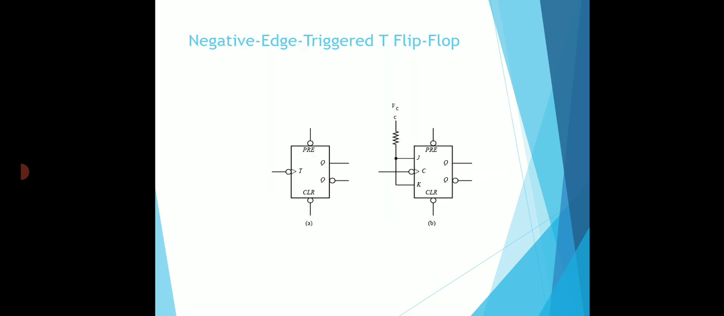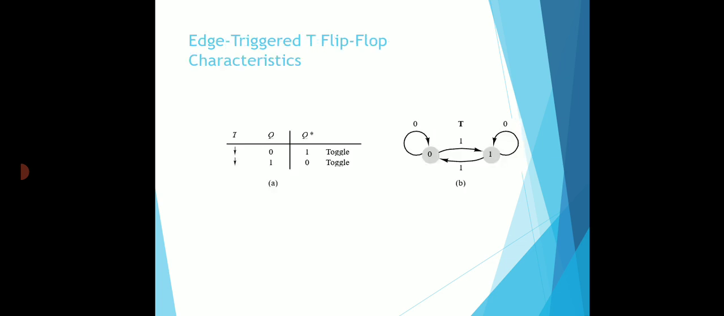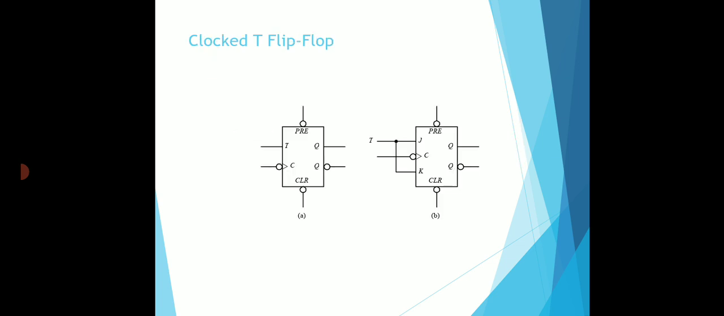In the case of negative edge triggered flip-flop, the output changes only on the falling edge, that is from high to low, so we call it negative edge triggered flip flop. This negative edge triggered flip flop is also called falling edge triggered flip flop. So in this case the flip flop will be capturing and storing the information when the clock changes from high to low and low to high.